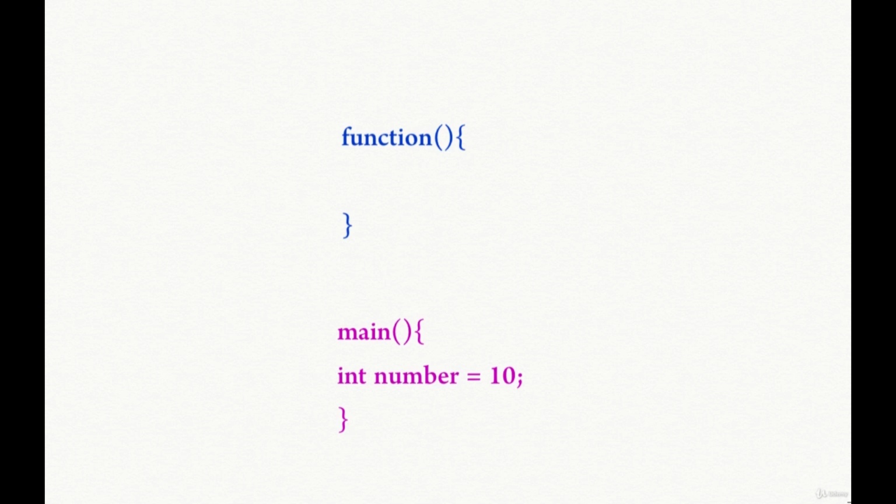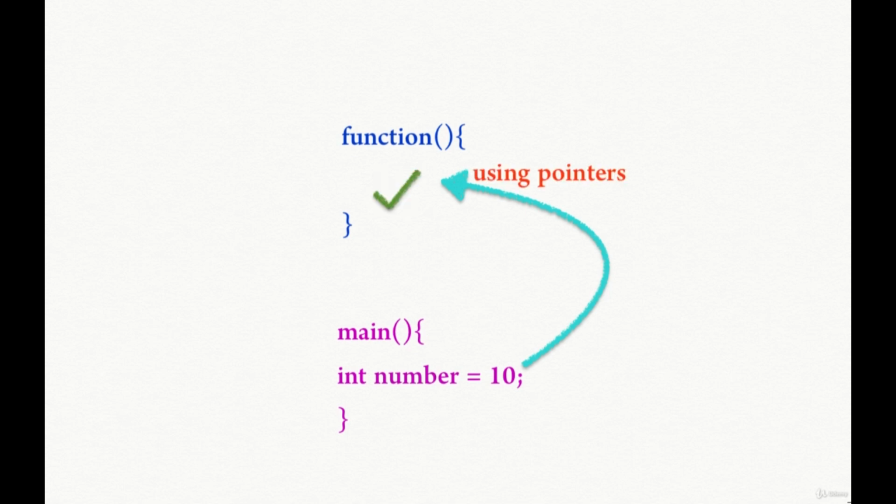Suppose we have an integer number defined in our main function, and we want to access this number or change its value from outside of this main function. That's not possible. We know that the only scope of this number is inside the main function. So the value of this number can only be changed inside of the main function and cannot be changed outside of it. But there is a possibility using pointers. By using pointers, we can change its value outside the scope of the main function. We will learn that in the code editor in our next sessions.